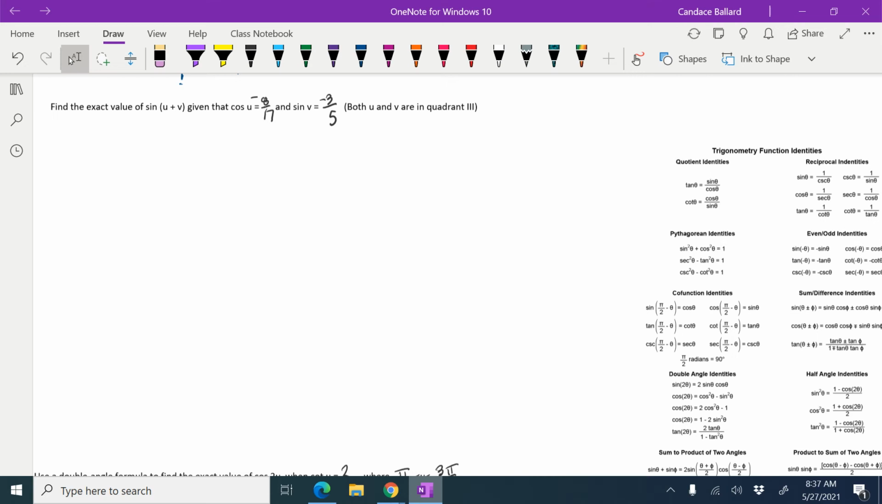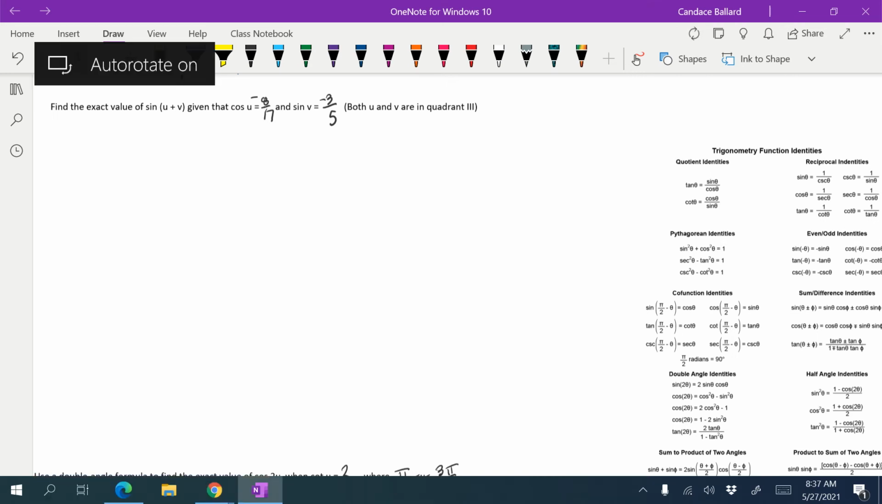In this video, we're going to find the exact value of sine of u plus v, given that the cosine of u equals -8/17 and the sine of v equals -3/5. We know both of them are in quadrant 3.